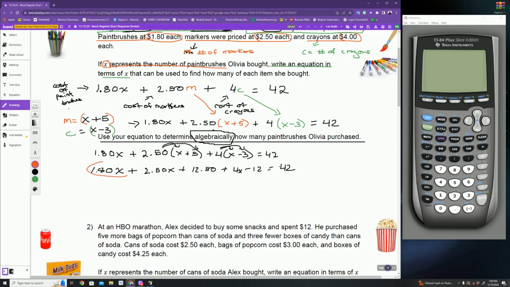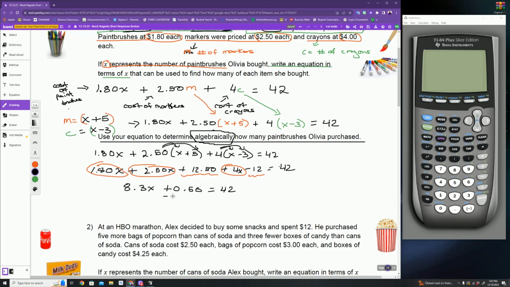I have a like term here, a like term here, and a like term over here. And then we have 1.80 plus 2.50 plus 4. And if you add those three together, you'll get 8.30x or 8.3x is also okay. 8.3x. And then we also have some more like terms, 12.50 and negative 12. So we're going to combine those together. And when you combine those together, you get plus 0.50. It became 12.50 minus 12 equals, and bring that up, 42.